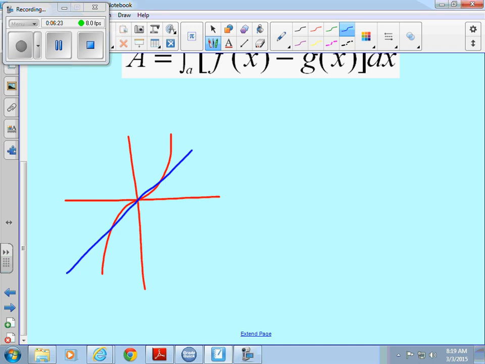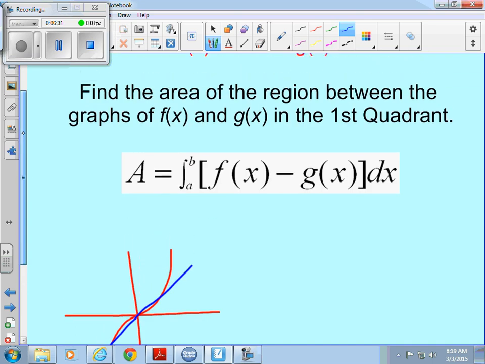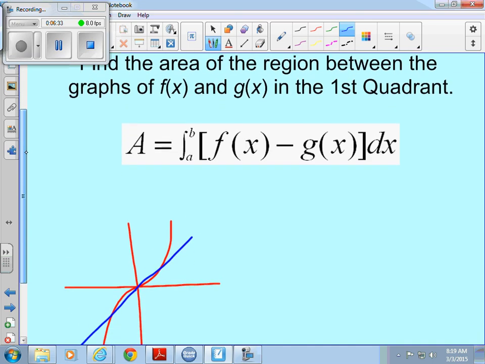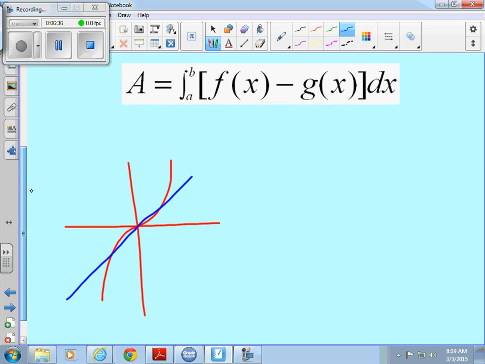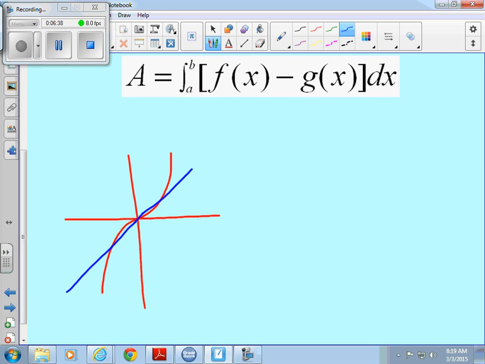It actually turns out that we're talking about a very small area, aren't we? We're in the first quadrant, and it says the area of the region between those two graphs in the first quadrant. So we're talking about this little tiny area right there. That is what I want to find. If you were using a calculator to even see that, you'd have to zoom in.